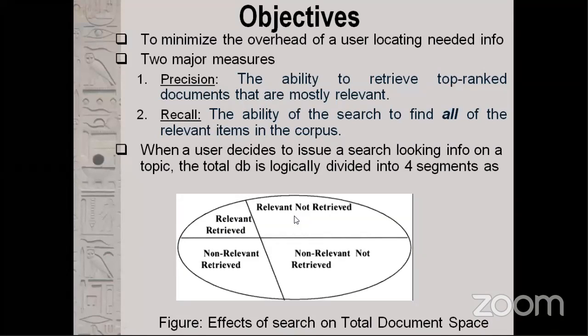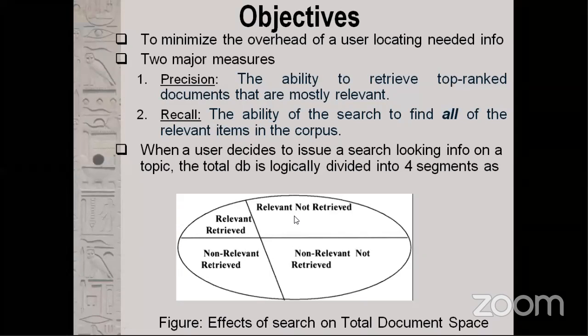The two major measures we use are precision and recall. Precision is simply the ratio of the items retrieved that are relevant to the total items retrieved. Recall is the ratio of the relevant items retrieved to the total items that are relevant in your database. These ratios specify precision and recall.